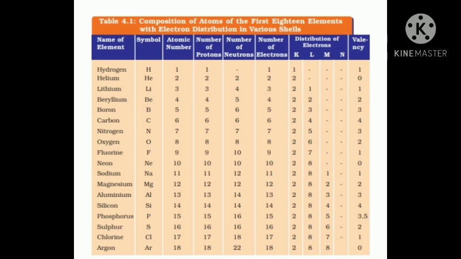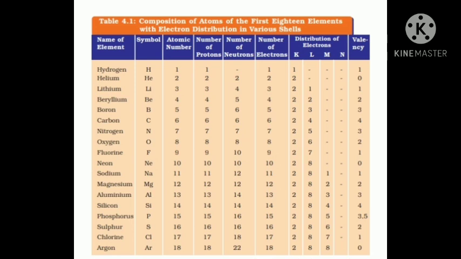Argon, symbol Ar, atomic number 18. So number of protons and electrons are 18. Number of neutrons 22. The distribution of electrons 2, 8, 8. The outermost shell, the valence shell, contains 8 electrons, that is valence electrons. 8 minus 8 is equal to 0.